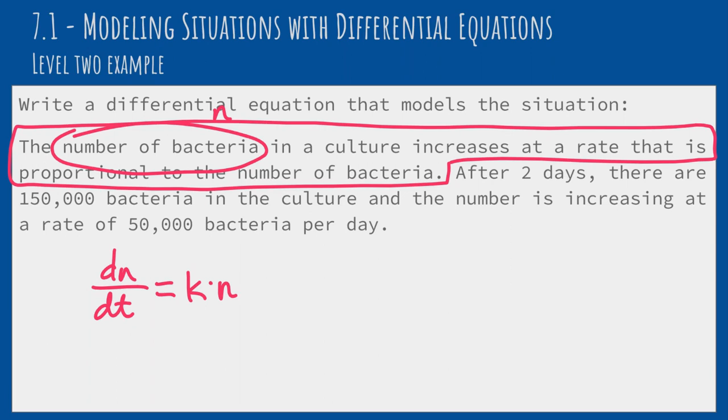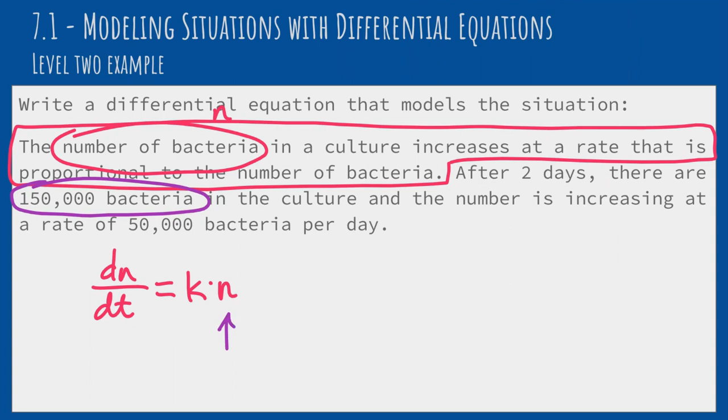bacteria. Now, this next part here says after 2 days there are 150,000 bacteria in the culture, and the number is increasing at a rate of 50,000 bacteria per day. So we can take this information and plug it into this equation because both of these numbers that were given to us, we actually have in our equation. So it says after 2 days, there are 150,000 bacteria in the culture.